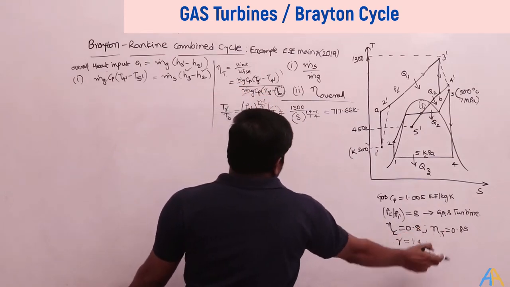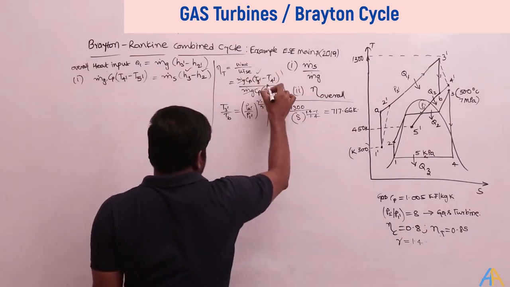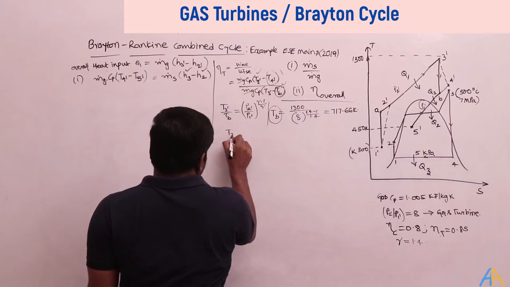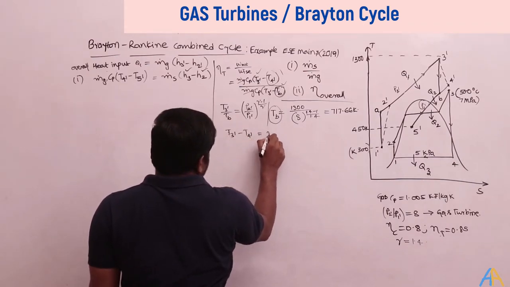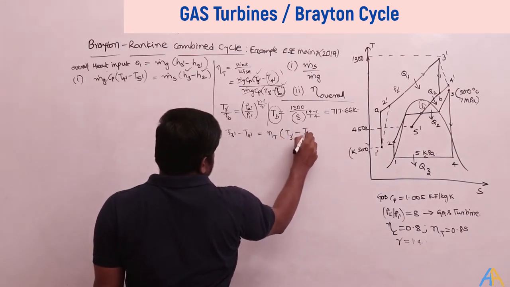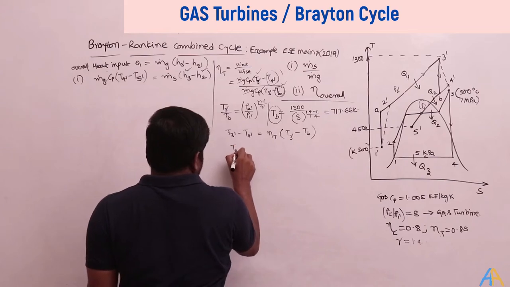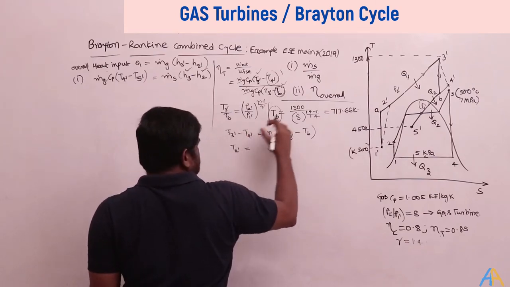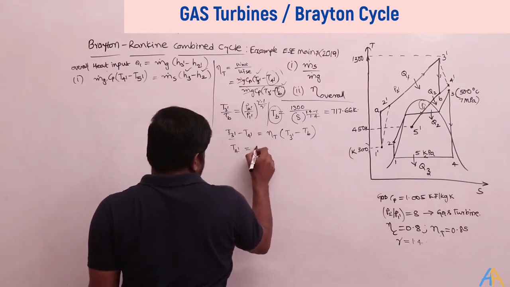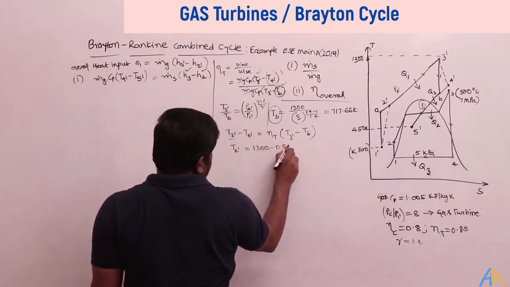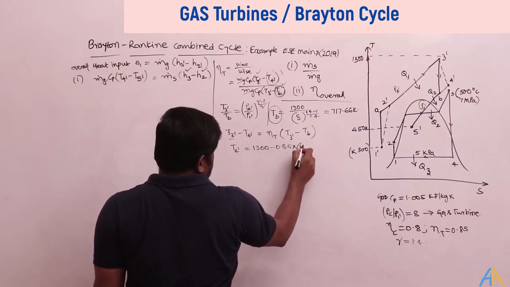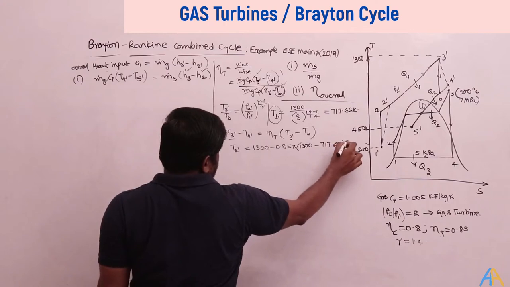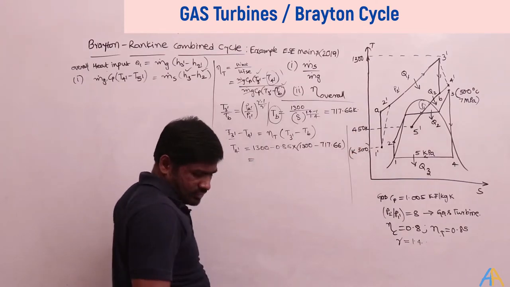Eta T is known, 0.85 is given. So T3 dash is a known value, TB is a known value, I can find out the T4 dash. T3 dash minus T4 dash equals eta T into (T3 dash minus TB). T4 dash equals T3 dash minus 0.85 into (1300 minus TB), I will write the values directly. I am taking this to the right side and the entire thing to the left side. T3 dash is 1300, and TB is 717.66 Kelvin.